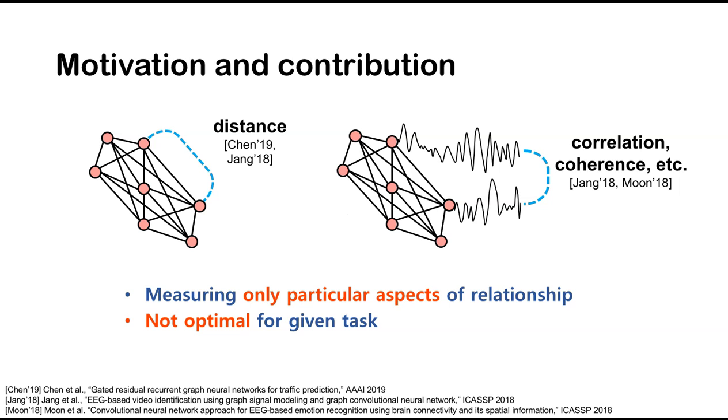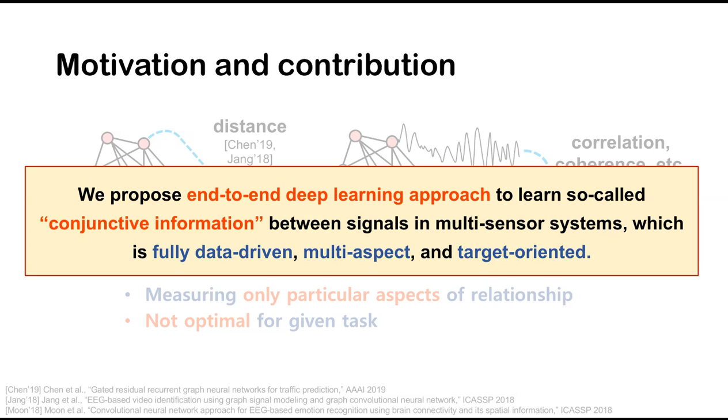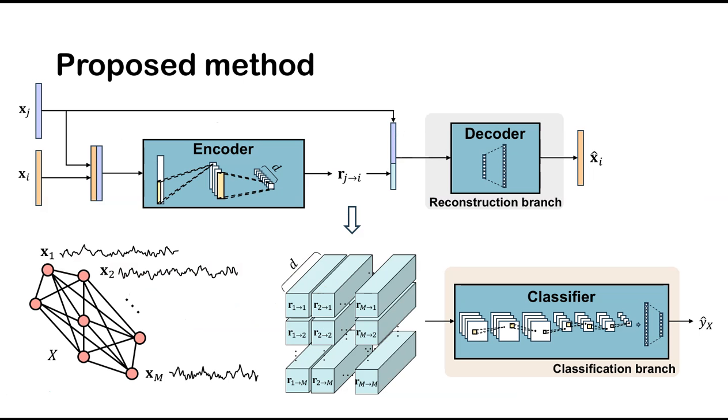To address these issues, we propose an end-to-end deep learning approach to learn so-called conjunctive information between the signals in multi-sensor systems. So our approach is fully data-driven, multi-aspect, and target-oriented. Let me explain the proposed method in detail.